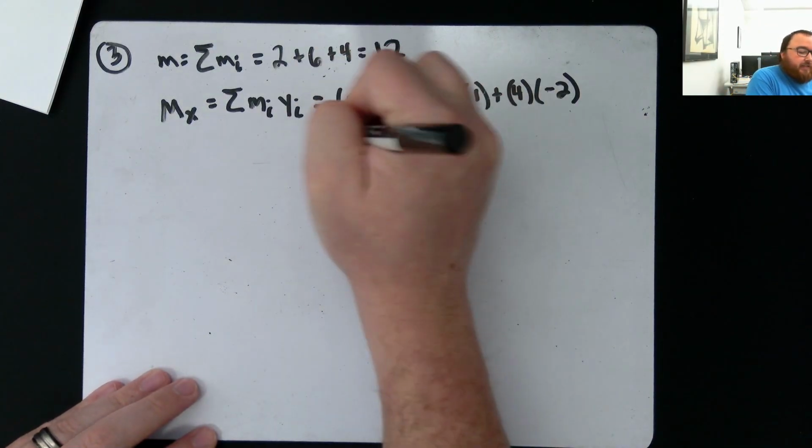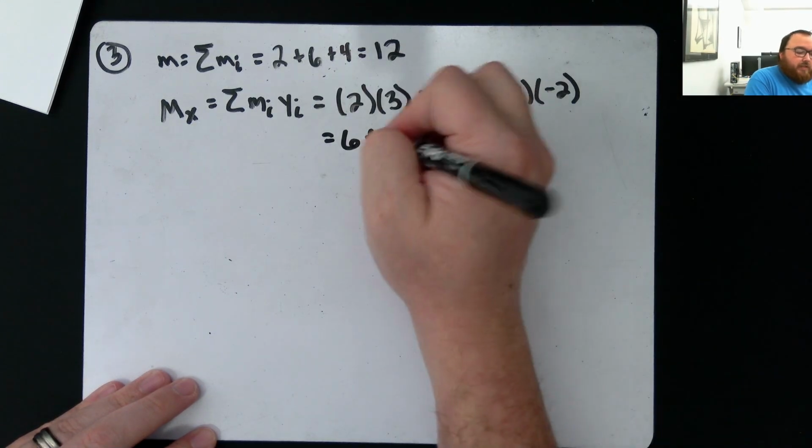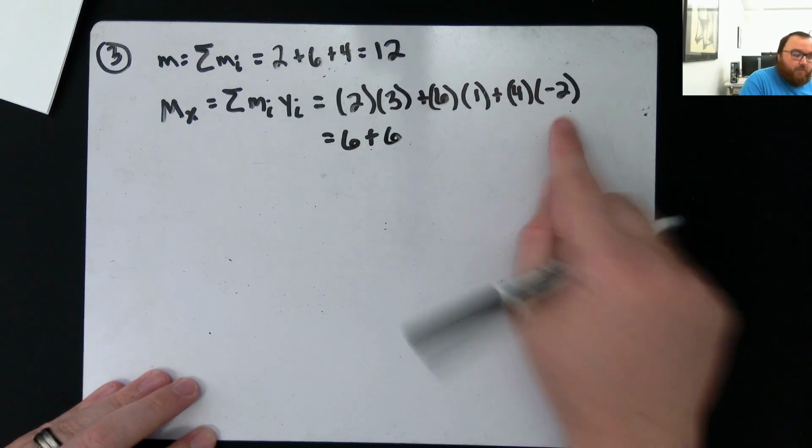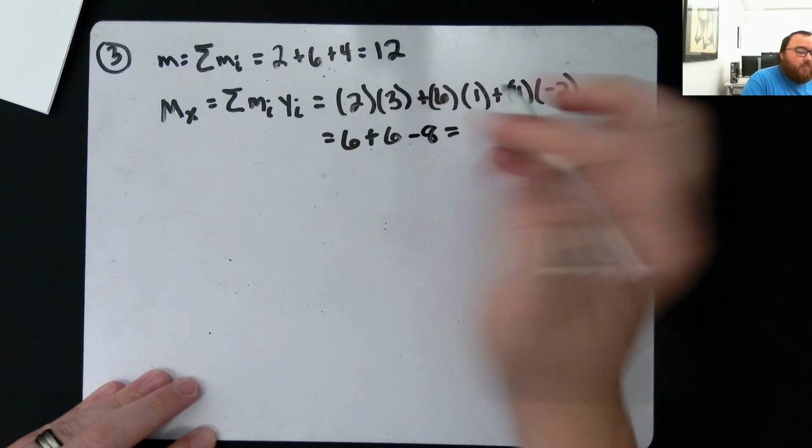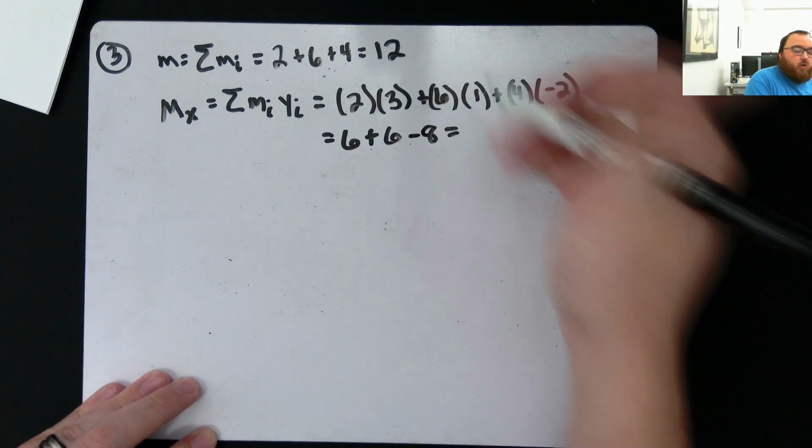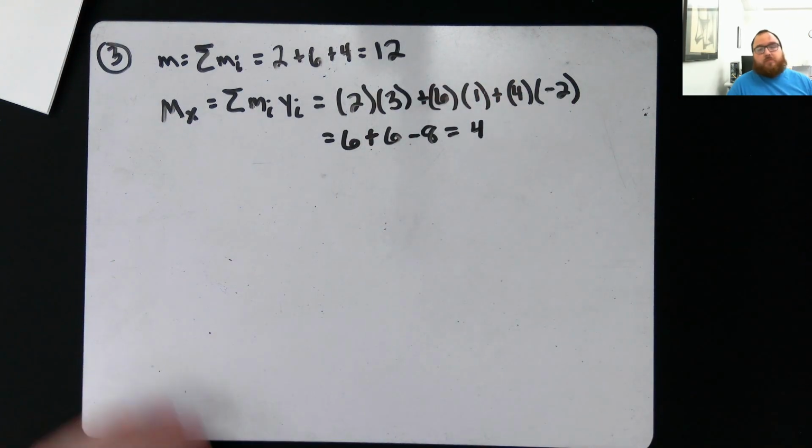2 times 3 is 6. 6 times 1 is 6. 4 times -2 is -8. 6 plus 6 is 12. 12 minus 8 is 4.